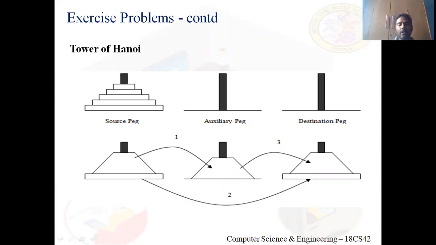First, I moved the top n-1 disks from source to auxiliary. Next, I moved the bottommost disk from source to destination with one movement. Next, the n-1 disks which are on auxiliary, I need to move to destination. Let the number of movements again be m of n-1. Got it? So this is the algorithm.